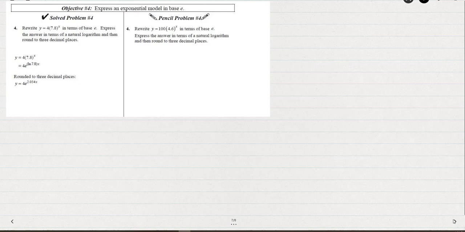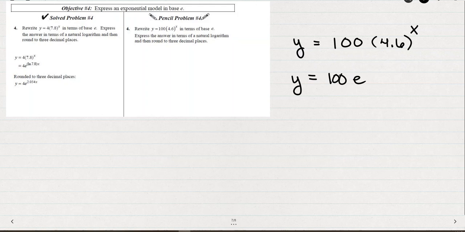Number 4, we could rewrite a function in terms of base e. This is a little bit different, but follow along, and then I think that the example will make a little more sense. Here's what we're given. Y is equal to 100 times 4.6 to the x power. And if we want to write this in terms of base e, here's what we can do. We could write this as y equals 100 e to the natural log of 4.6 times x. So we can rewrite this taking the natural log of 4.6 to the x power.